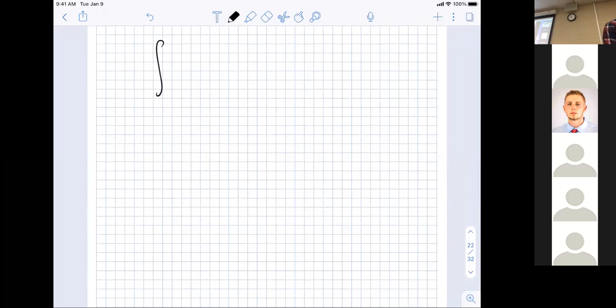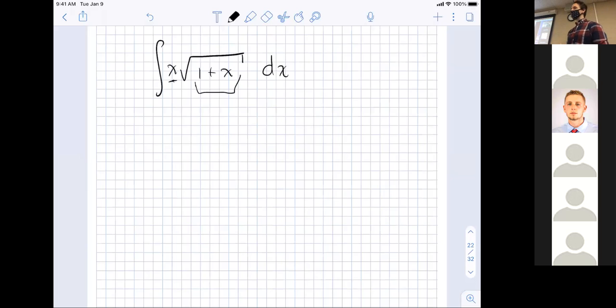So let's look at the integral of the square root of 1 plus x times x with respect to x. This at first doesn't look like something that we'd be able to use a U substitution on because, if this is U, with that x outside of that square root, that's not the derivative of the inside of this, right? But this is another place where U substitution is going to shine.